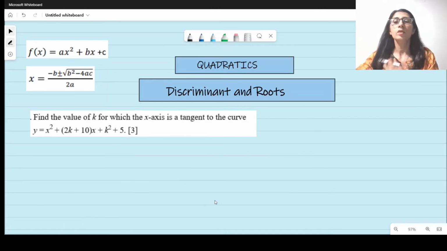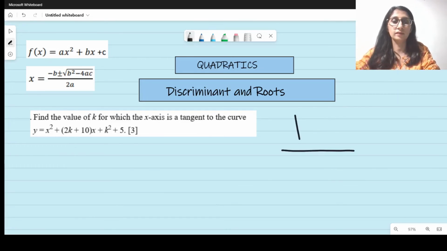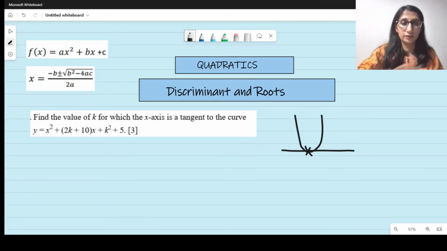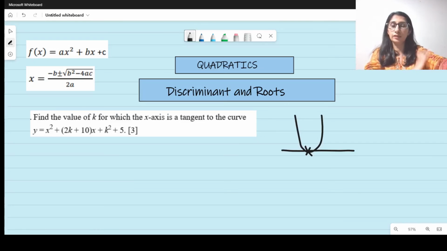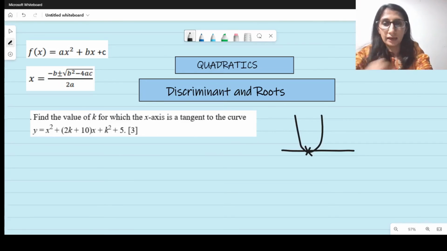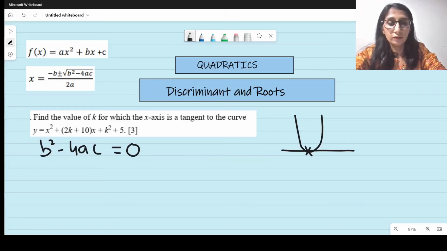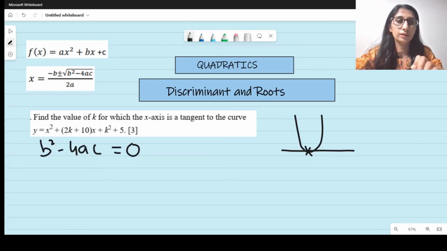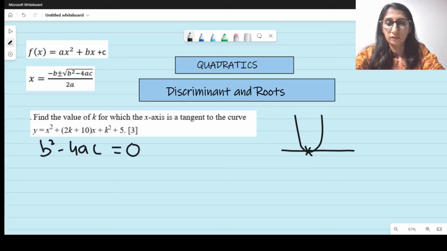All right, another one. Find the value of k for which the x-axis is tangent to the curve. So that's this case, the x-axis is tangent to the curve. Or the statement could have been that the roots are real and equal. Even then, it would imply that b² − 4ac = 0.